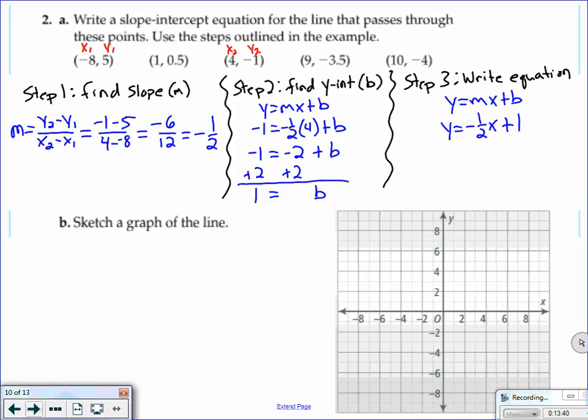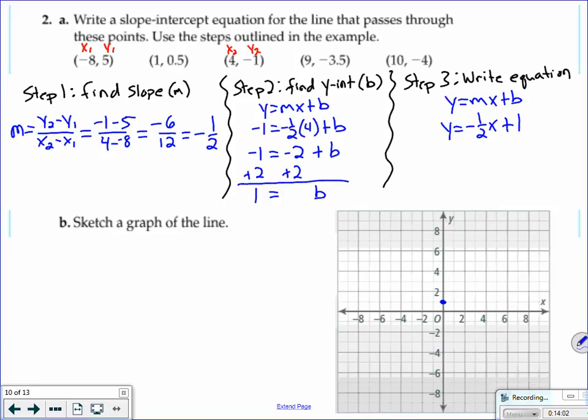So now I know my m is -1/2. I know my b is 1. I can write my equation. So y equals -1/2x plus 1. Now to sketch a graph of the line, remember my y-intercept is 1. So I'm going to go on the y-axis to 1, and I'm going to make a point right there.